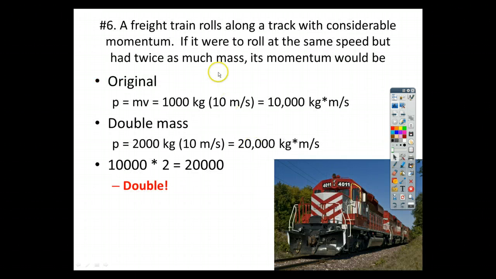Number 6, a freight train is rolling along a track with a lot of momentum. Because it's so massive, if we were to roll this at the same speed but it had twice as much mass, so let's say it's carrying twice as much cargo, its momentum would be, well, let's look at it one step at a time. Let's just say that's 1,000 kilograms, even though it's a lot more than that. And it's moving at 10, we know that that's 10,000 units of momentum, or kilogram meter per second. If you double the mass, so now we've got the mass at 2,000, we multiply that times 10, we get 20,000 kilogram meter per second. So 10,000 times 2 would give us 20,000. So we notice that it does double.